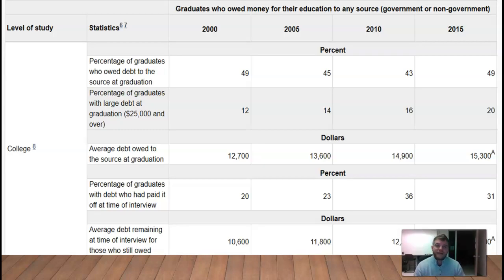This gives you an idea of graduates who owed money for their education according to any source. In the year 2000, 49% of graduates owed debt to the source of graduation, and the average amount was $12,700. Now, as you can see, every year this has gone up. As you probably noticed, tuition every year goes up.